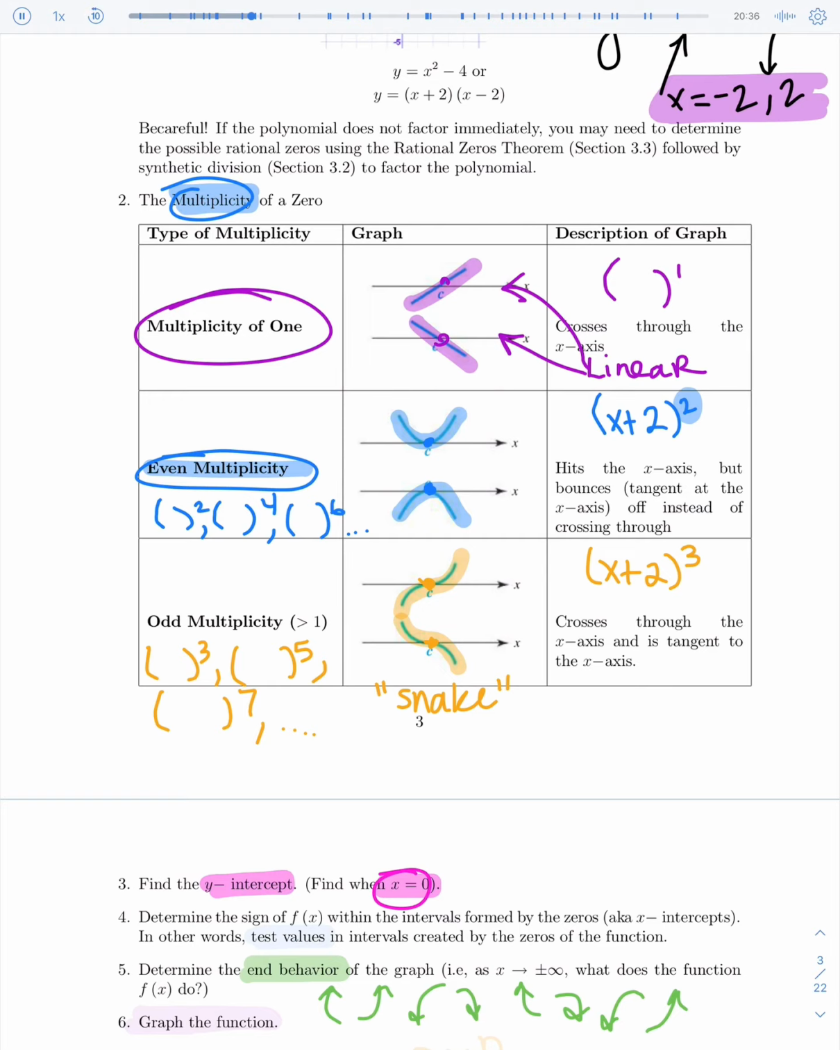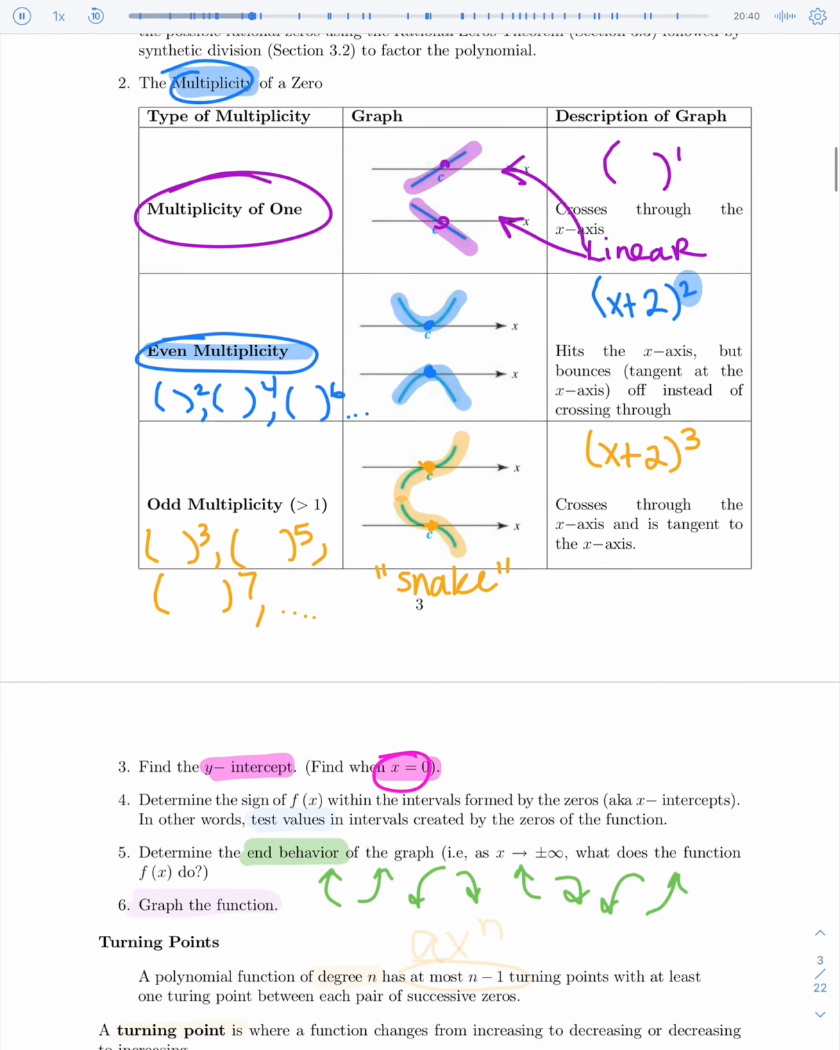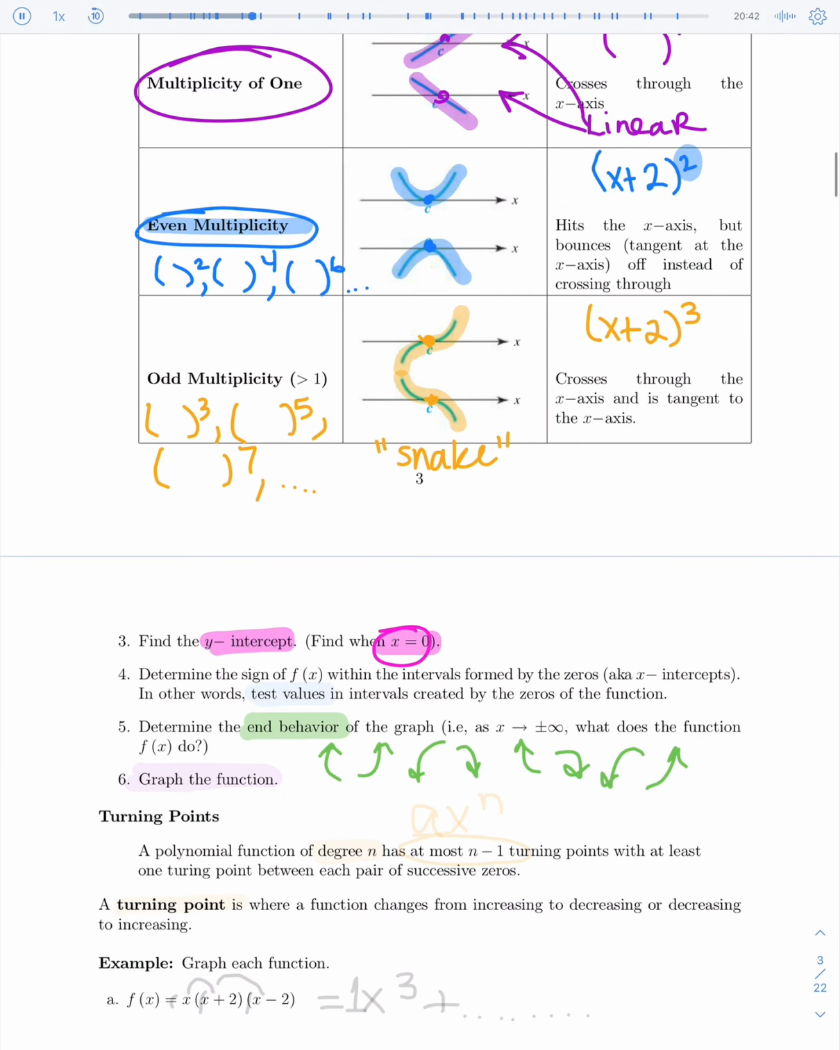The last thing is, once we've figured out the end behavior and we've filled in our zeros, we have our y-intercept, we have all of our x-intercepts, and we have our multiplicities, we need to test some values. So what will happen is we've created an interval of values and we'll need to test in between them. And that's what I always do at the very last.